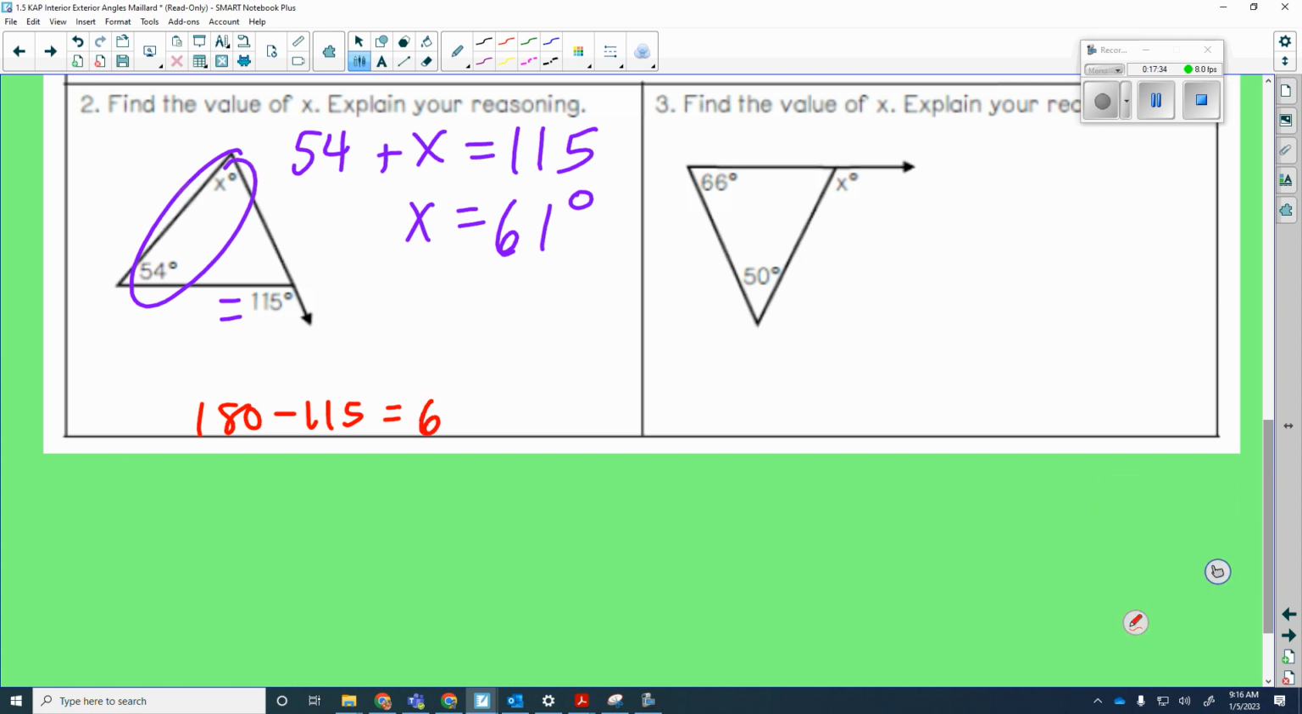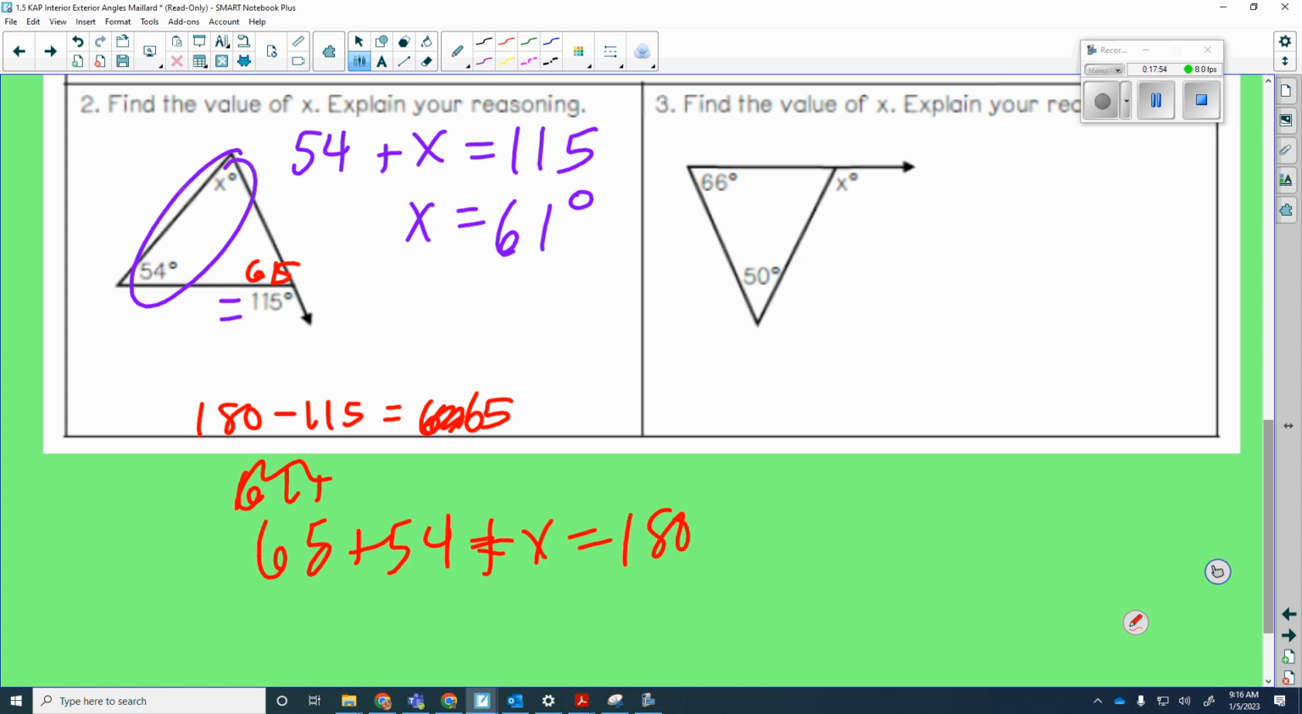61 to get that this was 61. Then 61. Oh, 65. I'm just listening to y'all. 65. So then you could do 65 plus 54 plus x equals 180, and then subtract to get there, right? But look how much more work we're doing. You see what I'm saying? This was in one step. This took more steps. That's all.